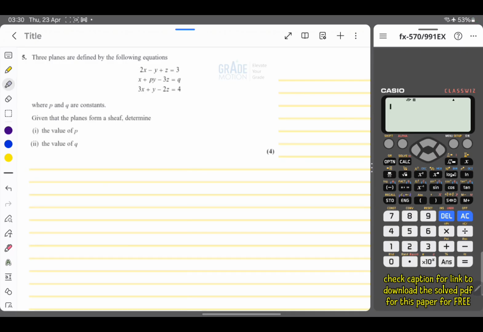Let's take a look at question number 5. We have a coordinate geometry planes question. In this question, they give us 3 planes equation with 2 unknowns, P and Q. They tell us that these 3 planes form a sheaf and they want us to find the unknown values for P and Q. Let's start by imagining how a sheaf looks like.